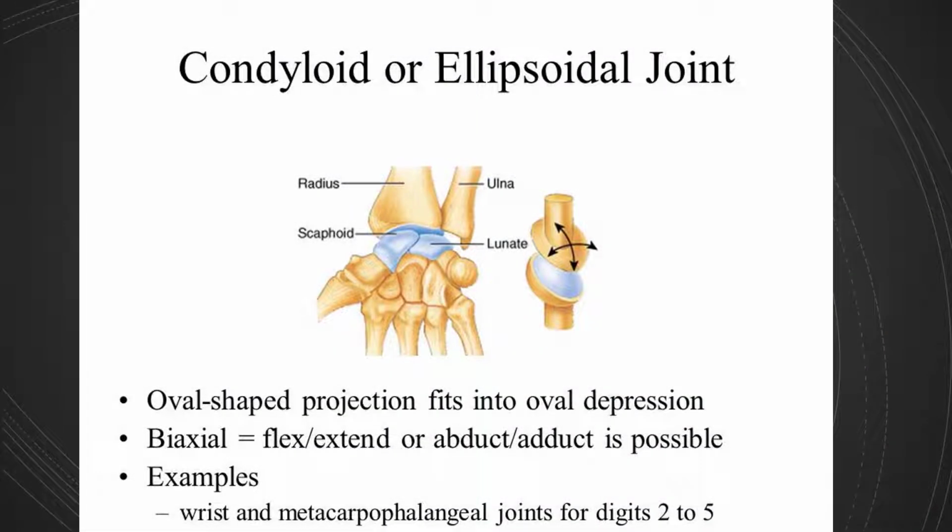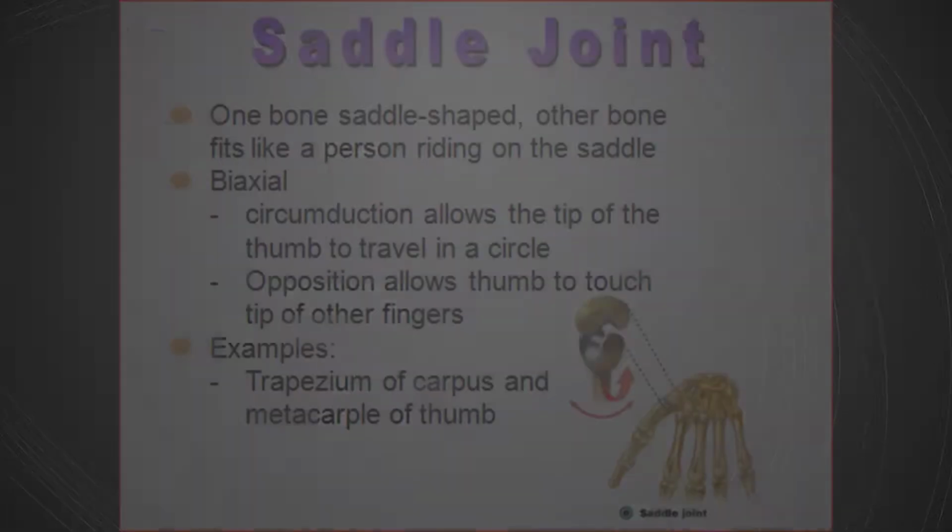In the biaxial joint, there are condyloid joint and ellipsoid joint. The condyloid or the ellipsoidal joint is the type of joint in which the oval convex part fits into the elliptical depression. And the example you have to remember is the wrist joint.